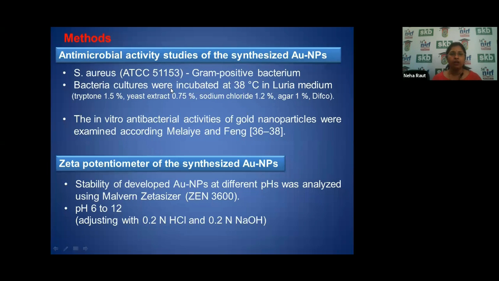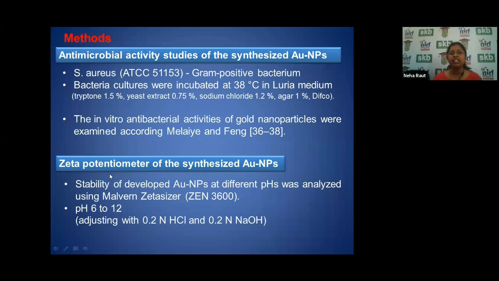Now, what treatment are we doing with the bacterial culture? So this bacterial culture was incubated at 38 degrees Celsius in urea medium. So this media is different and the composition of this media is given here: tryptone, yeast extract, sodium chloride, agar and diphyco. So these are the constituents of this broth. Further, the in vitro antibacterial activities of gold nanoparticles were examined according to the given references.